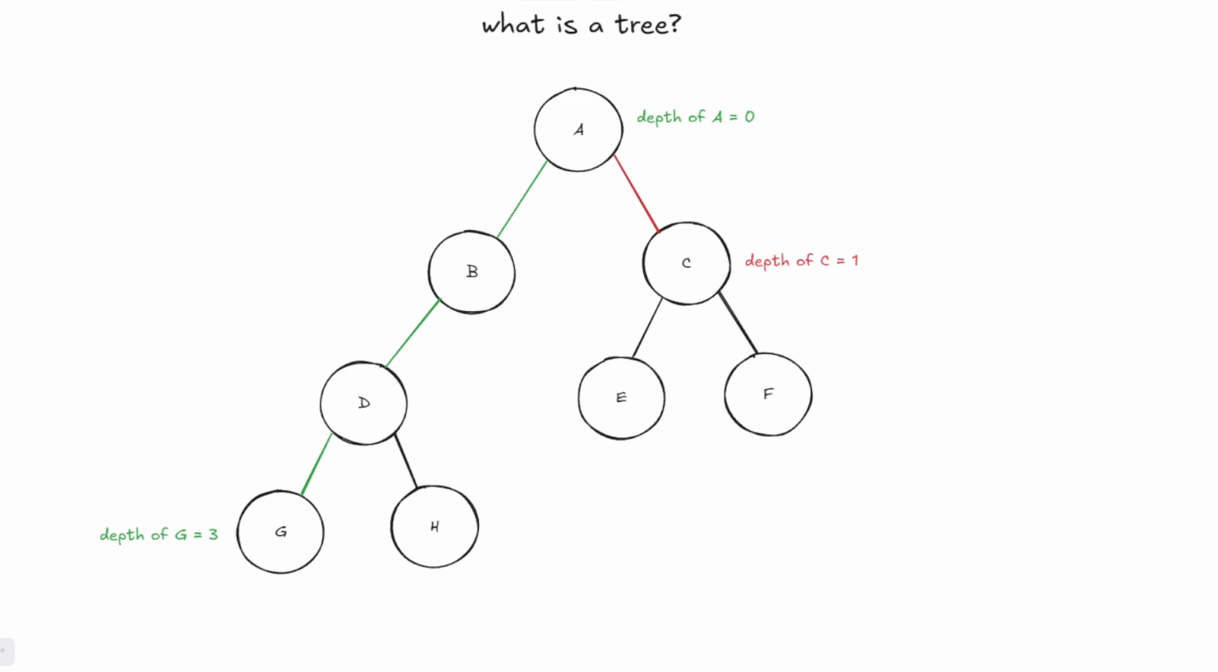What is the depth of E and F? The depth of E and F is equal to 2. So the very easy explanation is to basically just count how many lines it takes to reach the node that you want to get the depth of.